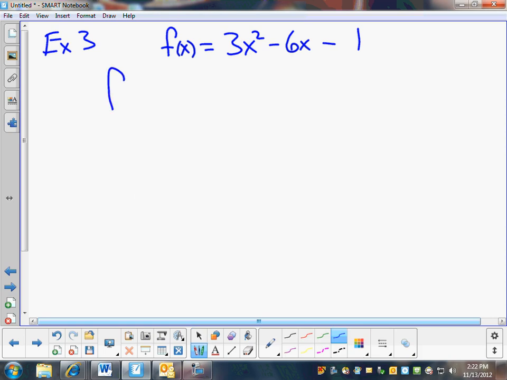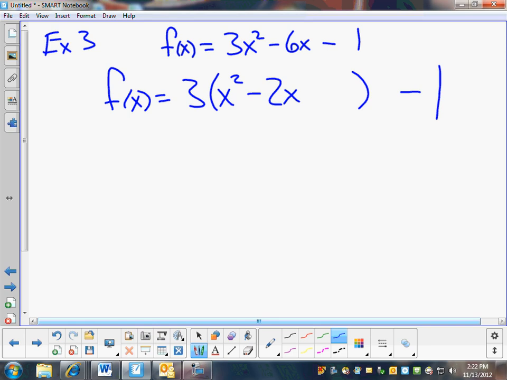Here's what I like to do. I like to go f of x is equal to, and I just take a 3 out of the first two terms. I write it as 3 times x squared minus 2x, and I leave a space there, and I write minus 1. Now, you're going to have to think about that for a second. Convince yourself that what I just wrote is exactly what I have up there. Would you agree?